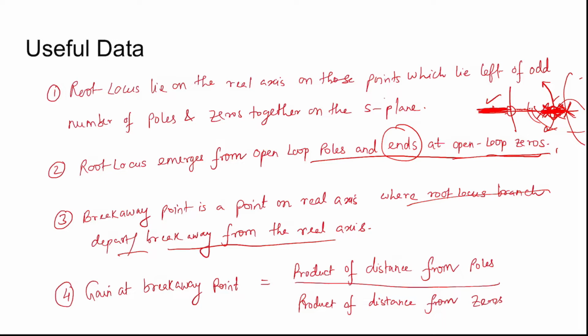Now the gain at a breakaway point is given by the product of distances from the poles to that breakaway point divided by the product of distances from the zeros to that breakaway point. Here G(s) is Ks by (s-1)(s-4).